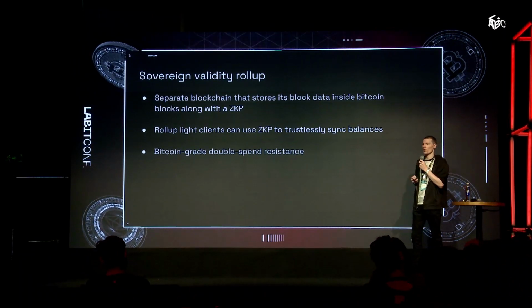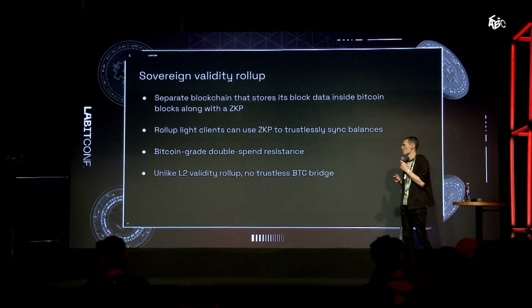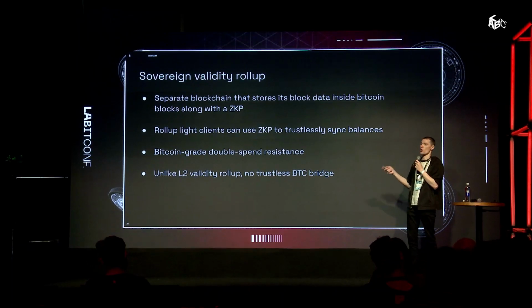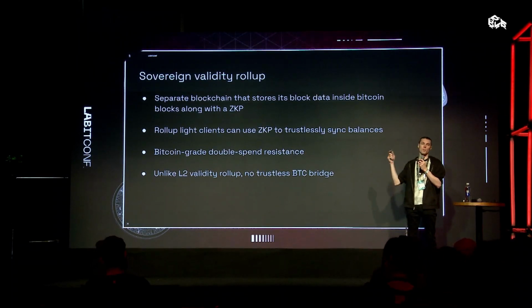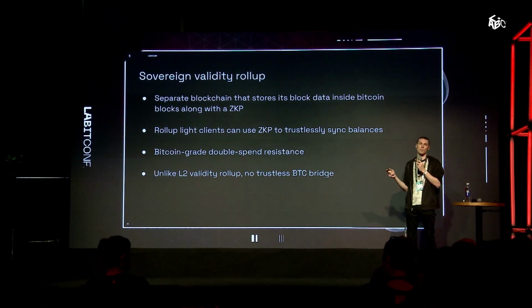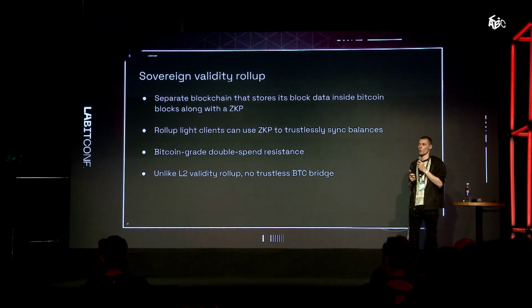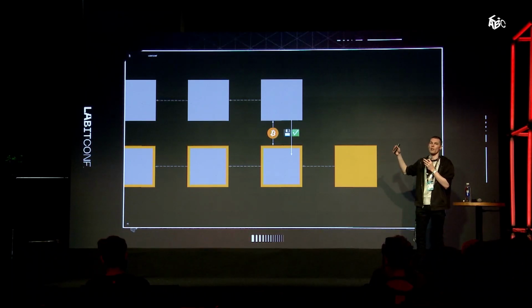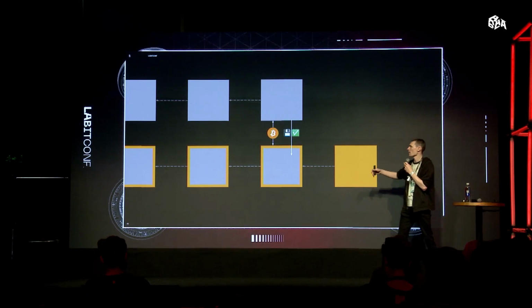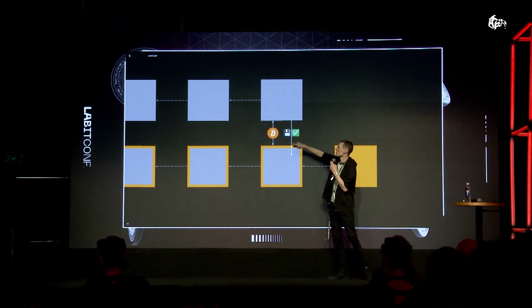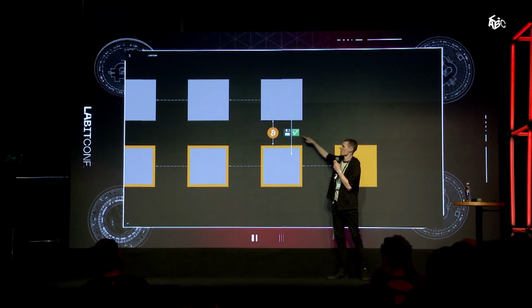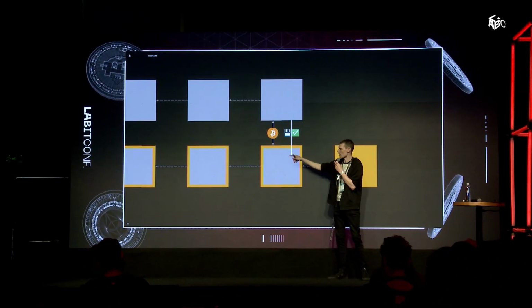Just like a layer 2 validity rollup, it has Bitcoin grade double spend resistance, but unlike a layer 2 validity rollup, there's no trustless BTC bridge because the Bitcoin main chain doesn't have the capability of verifying withdrawal transactions. So if this is a simple illustration of what a layer 2 validity rollup looks like, you've got the trustless BTC bridge, and then the rollup is putting data as well as a zero-knowledge proof into the Bitcoin block.